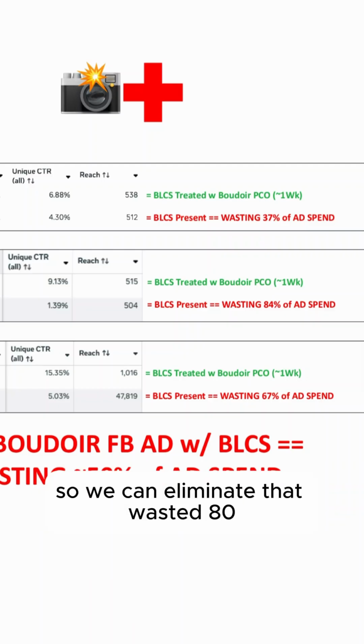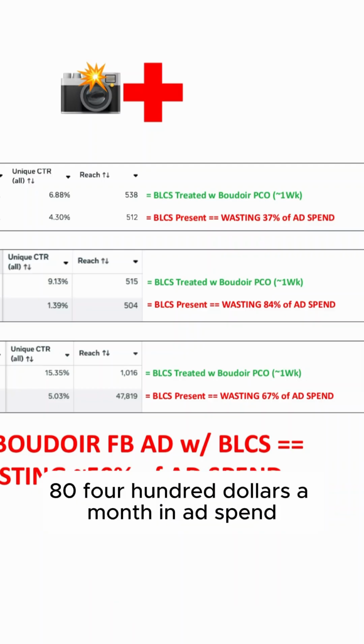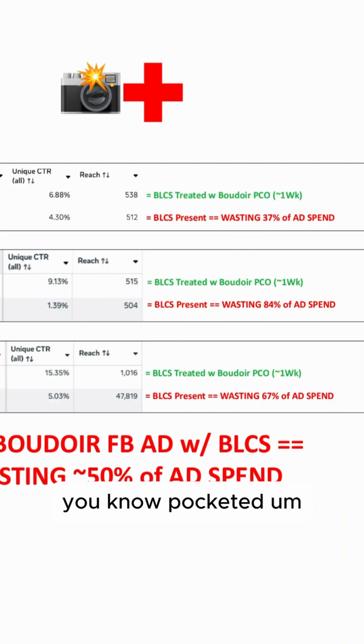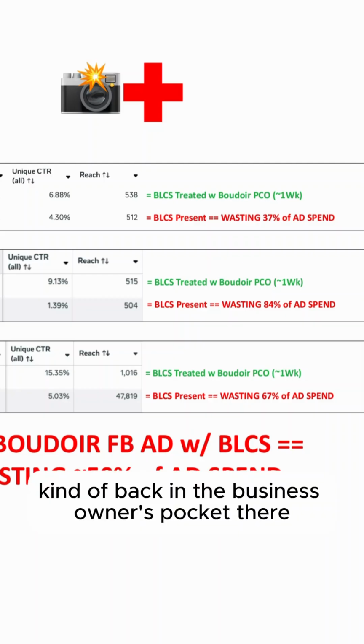So we can eliminate that wasted $8,400 a month in ad spend, pocket that. It's literally like 100 grand, pocketed bonus, back in the business owner's pocket there.